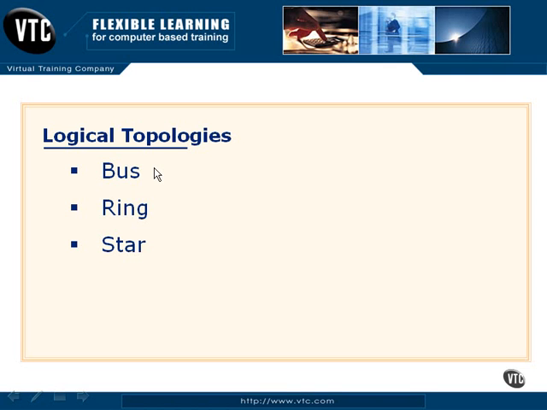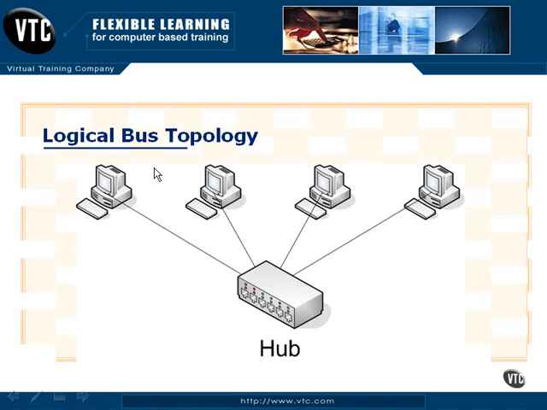Logical topologies define how our data moves on the network. So the way our network acts and the way our network looks may not be the same. The first logical topology that we'll discuss is the logical bus topology.